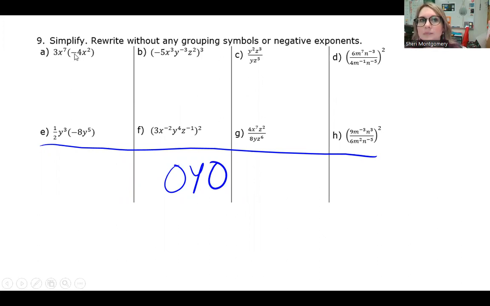So let's multiply the coefficients. So I have 3 times -4. What's 3 times -4?